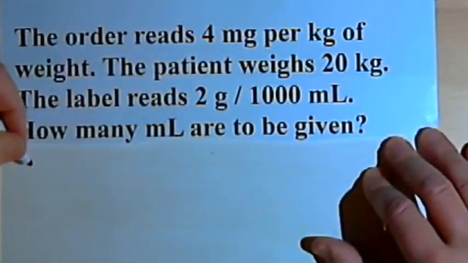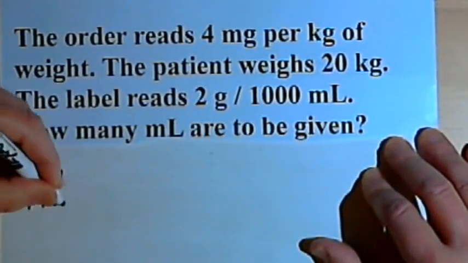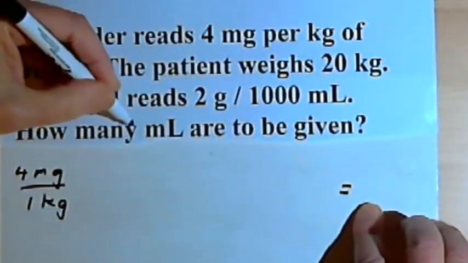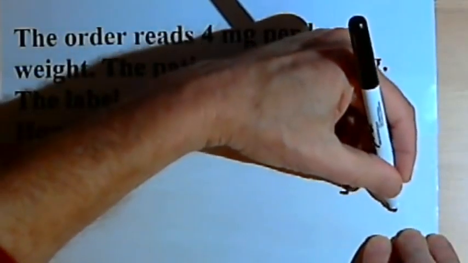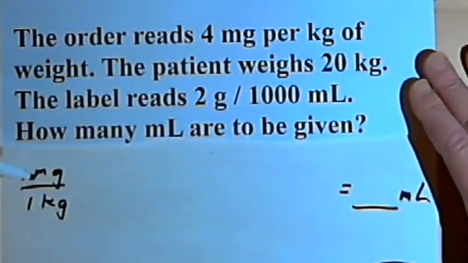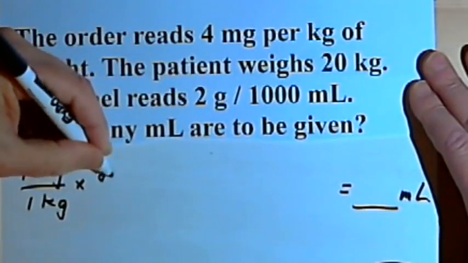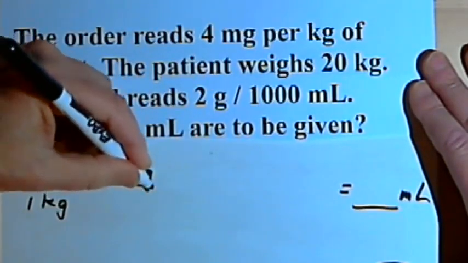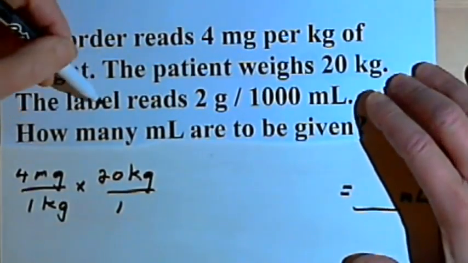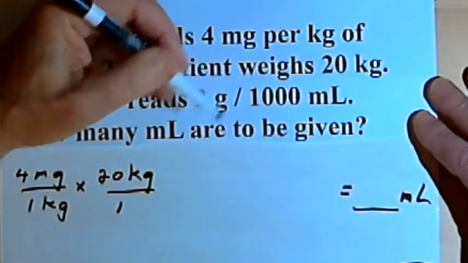So let's write in the order. That's 4 milligrams over 1 kilogram. Let's put in the information we need to tell us what we want to end up with. We want to end up with milliliters. So I'll have that equal sign, the space for the answer, and milliliters. We'll take the order and multiply it by the patient's weight. The patient once again weighs 20 kilograms. So that would be 20 kilograms over 1. We've got this information for what we have on hand. The label reads 2 grams per 1,000 milliliters.